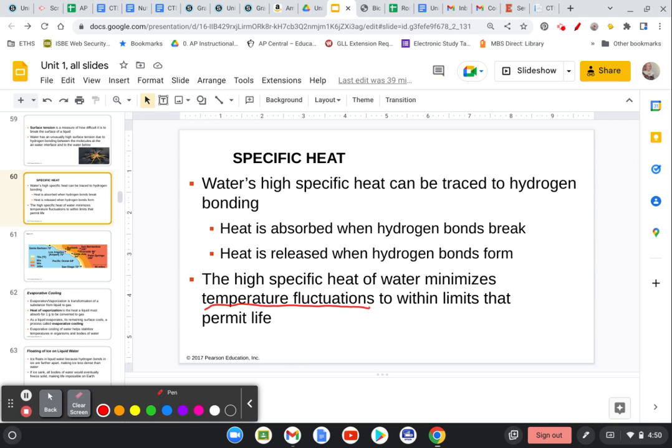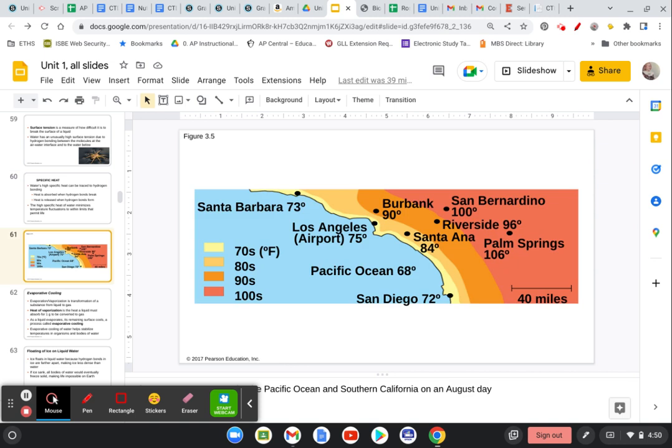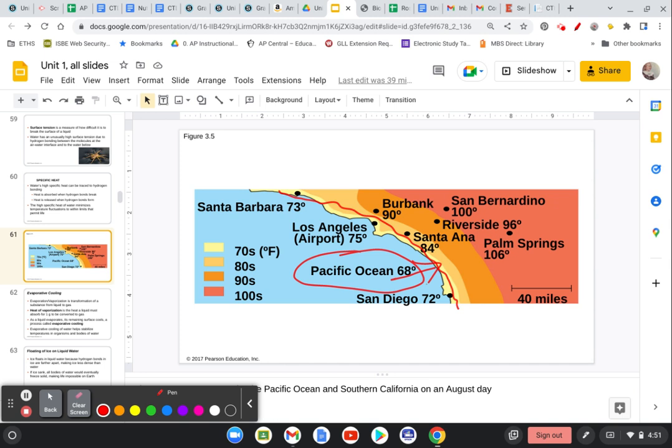Here's another example out on the west coast. If you look at the Pacific Ocean on any given day, I don't know when this is, probably summer, the Pacific Ocean is 68 degrees. And that's again because that water has so many hydrogen bonds. It has a high specific heat, and it tends to keep the ocean cooler. So all of these areas along here that are on the coast are going to benefit from that because the wind is going to come off of the lake, and the wind will be cooled down by the water.